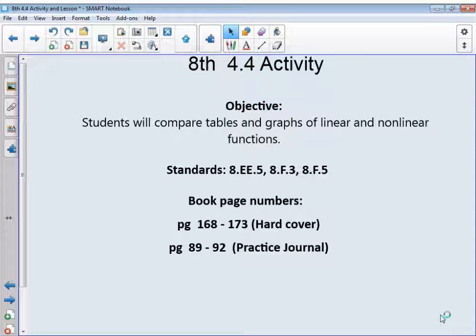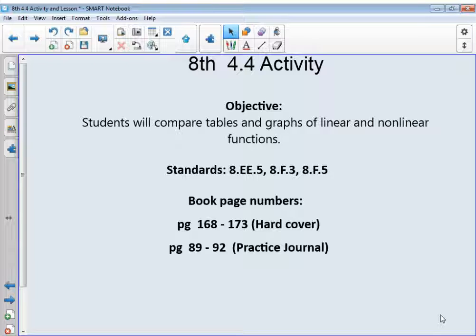This is 8th grade activity 4.4. It's actually going to also include our lesson. In the activity, students will compare tables and graphs of linear and nonlinear functions. The standards covered are 8.EE.5, 8.F.3, and 8.F.5. The page numbers out of the hardcover book are 168 through 173, and out of the practice journal, pages 89 through 92.